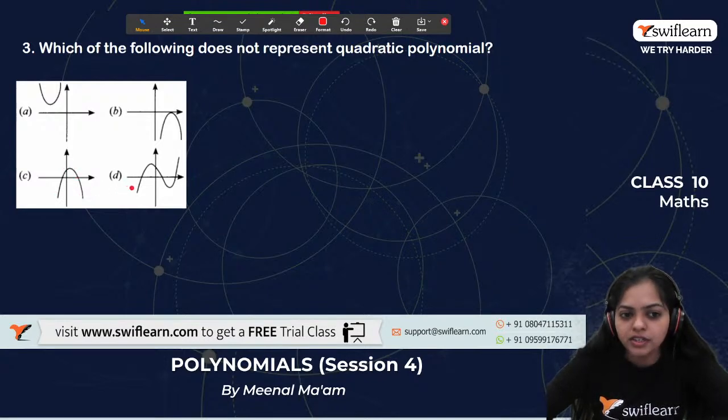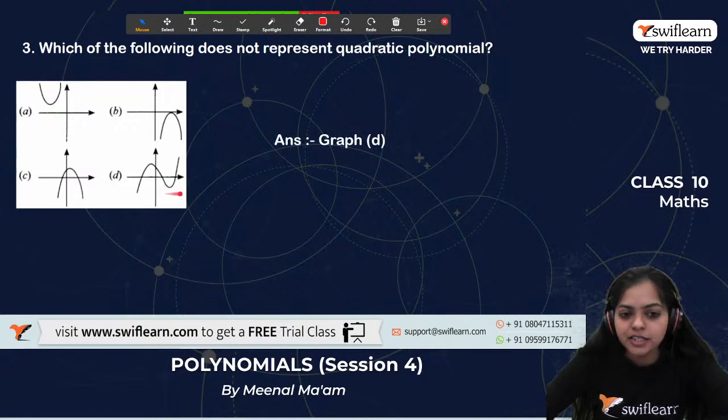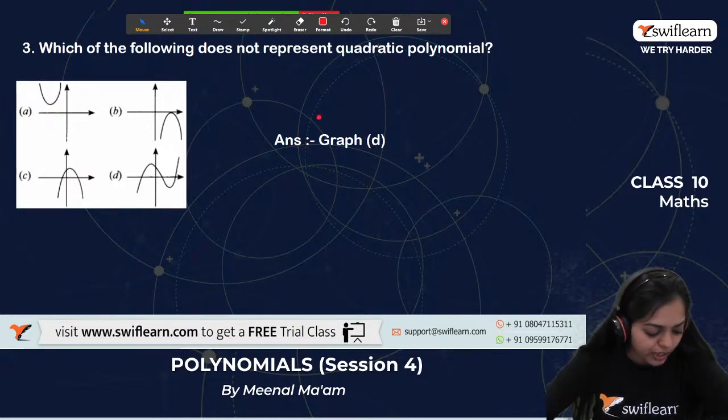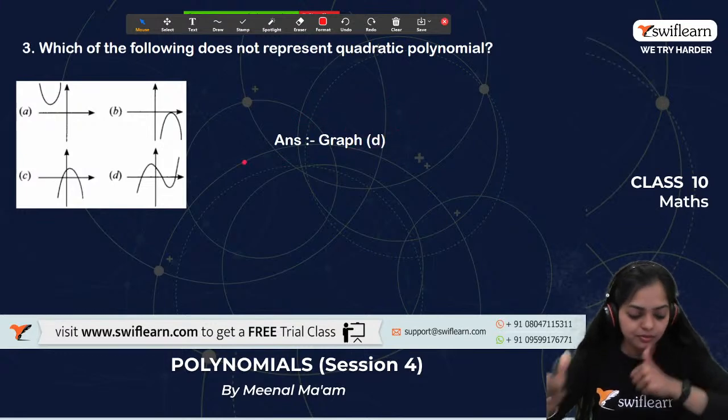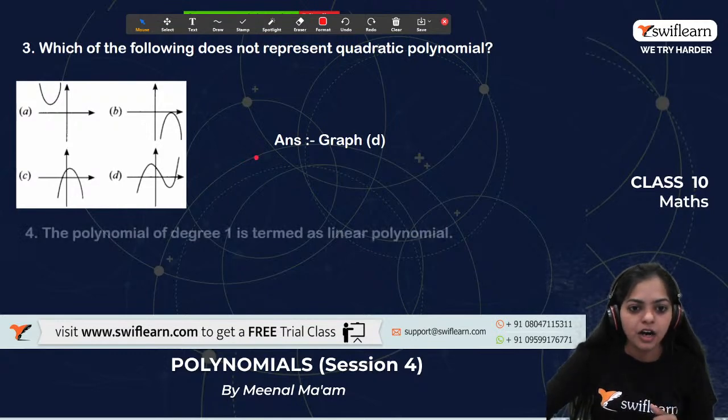So the fourth one, D, is not a quadratic polynomial. It's a cubic polynomial, it's not a quadratic. So the answer will be: Graph D does not represent the quadratic polynomial. I think, Disha, now you understood. The answer is Graph D. Got it? Yeah, very good, Disha. Answer is Graph D.